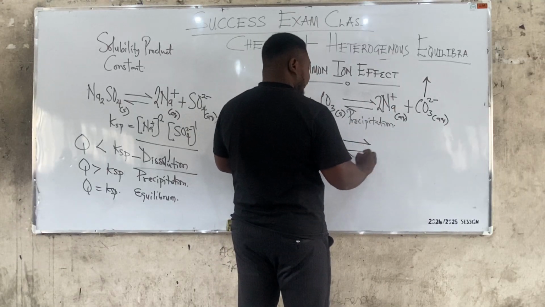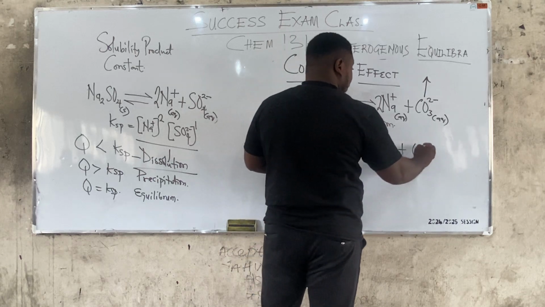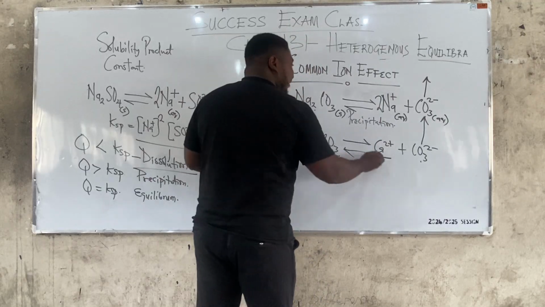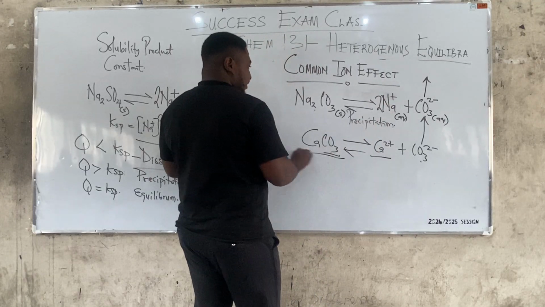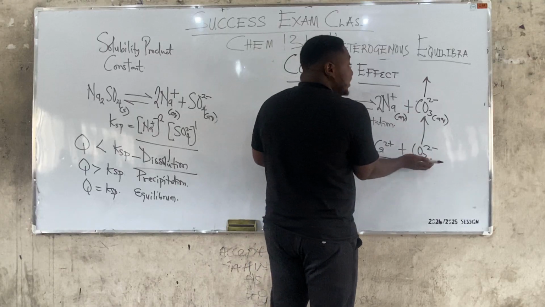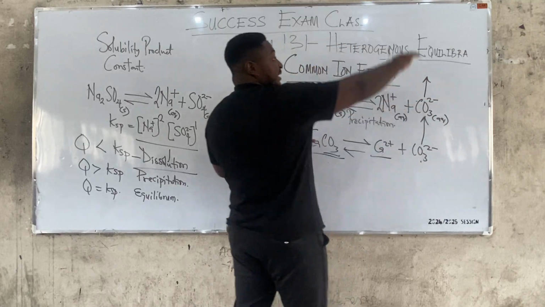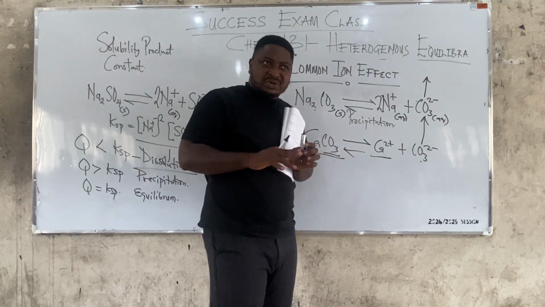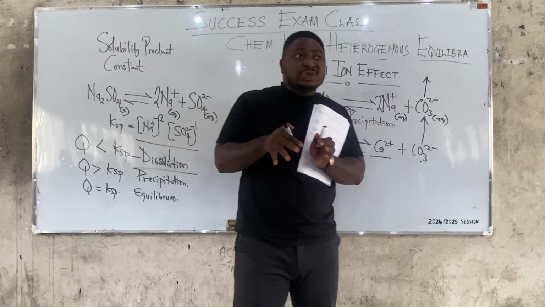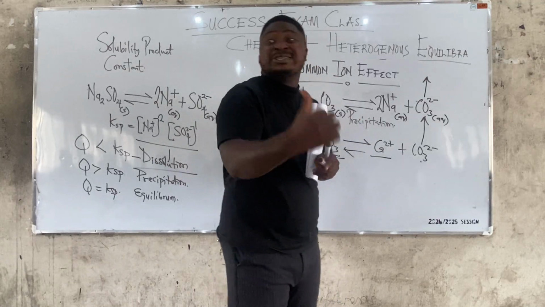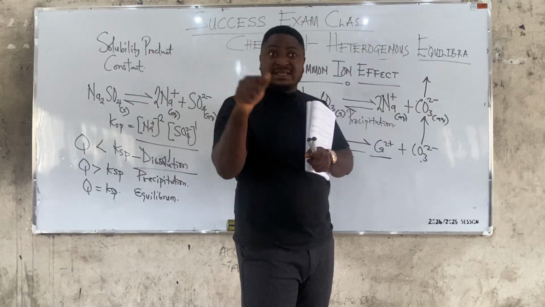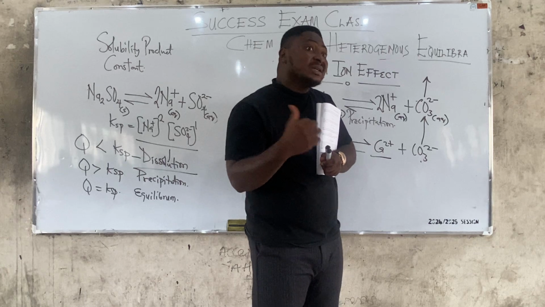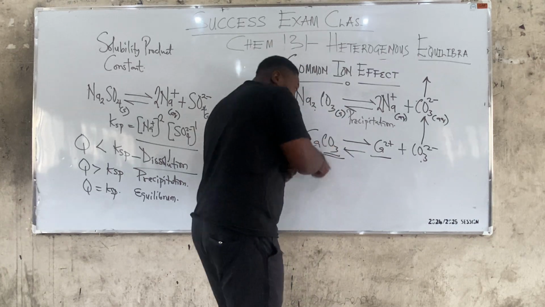This salt will also dissolve to give Ca2+ and CO3 2-. So the total concentration of CO3 is increased. Because Ca will not affect it, Na and Ca are not the same, it doesn't affect you. But this person is the same as this person. So the total concentration of CO3 in the solution is what? So common ion effect takes place when a salt is dissolved in a solution that already contains an ion that the salt has. Common ion effect takes place when a salt is dissolved in a solution that already contains what? An ion that the salt has. So you dissolve Na2CO3 inside the solution that contains CaCO3.